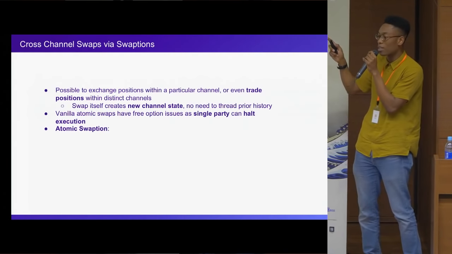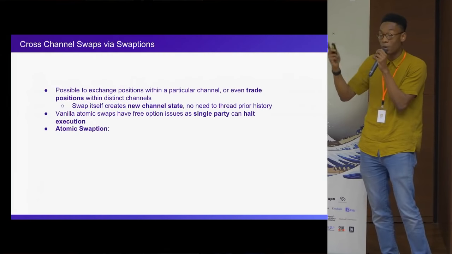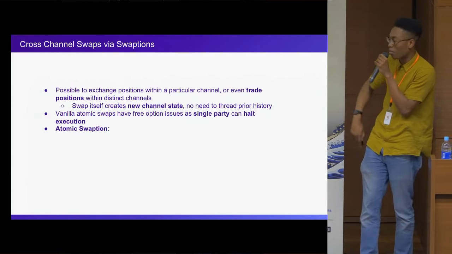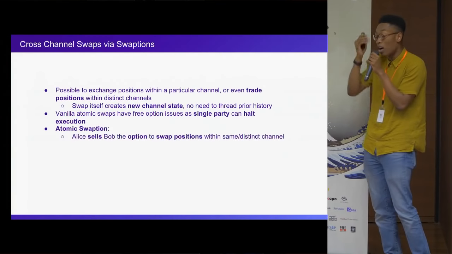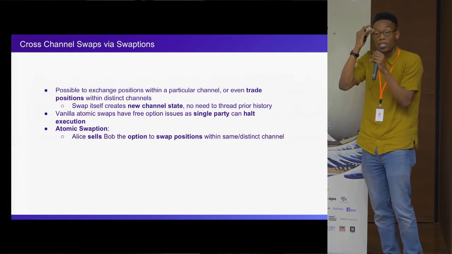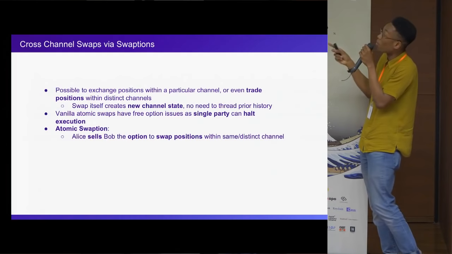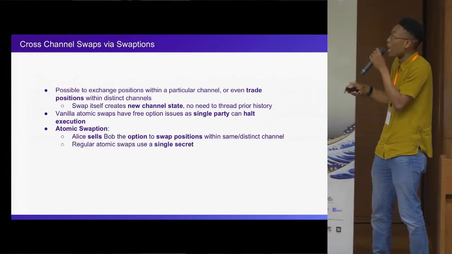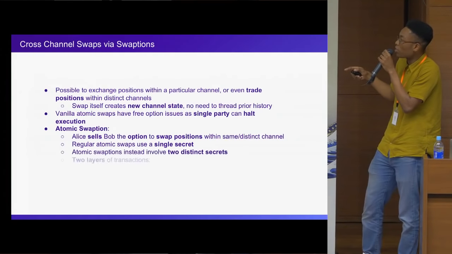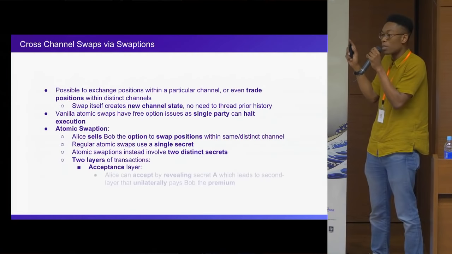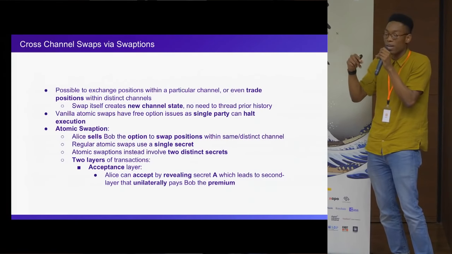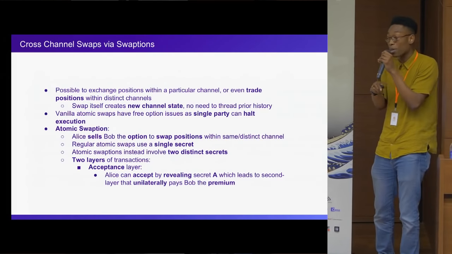So atomic swaption is basically an option to do an atomic swap. I didn't make this up; a bunch of people made this in mailing lists and things like that. But what it is, more or less: on a regular swap, you basically have one secret, right? But instead, now Alice sells Bob the option to actually do the swap themselves. So the difference is now we have two secrets, right? The first secret is the acceptance layer. So once Bob buys the swap, Bob can actually just wait.